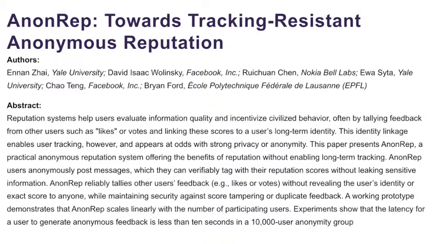Okay, in conclusion, AnonRep is the first practical tracking-resistant anonymous reputation system. We support diverse reputation algorithms, and we do not need to trust any third party. So our system is scalable, and you can find more information from this link.